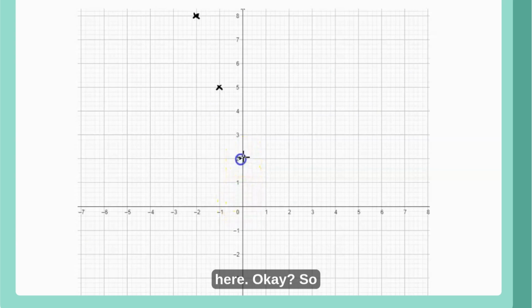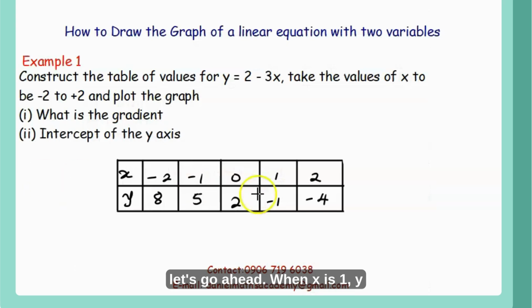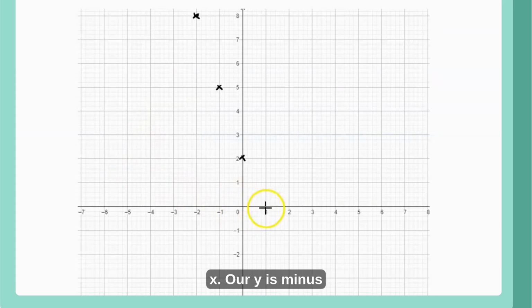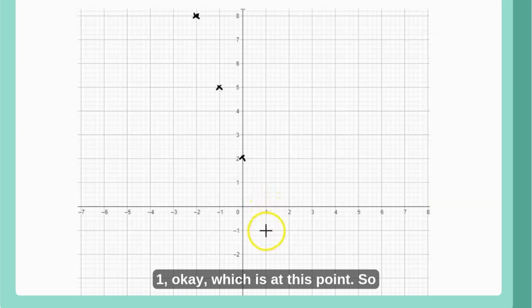So this is the point here. Okay, so let's go on. When x is 1, y is minus 1. When x is 1, so this is the value of x. So we've crossed now to the value of positive x. Our y is minus 1, which is at this point.